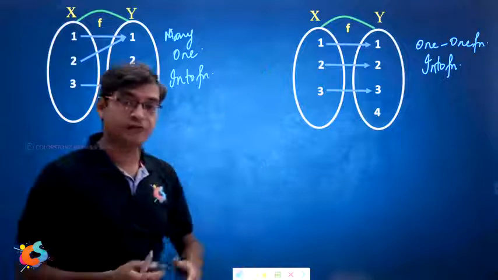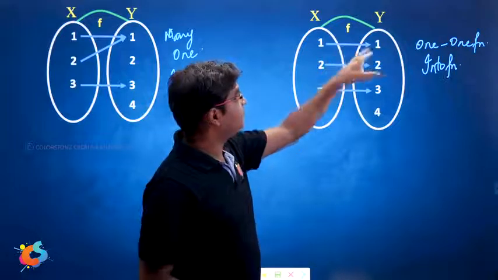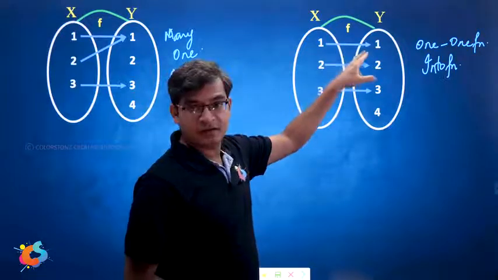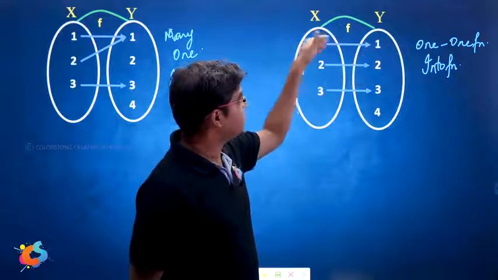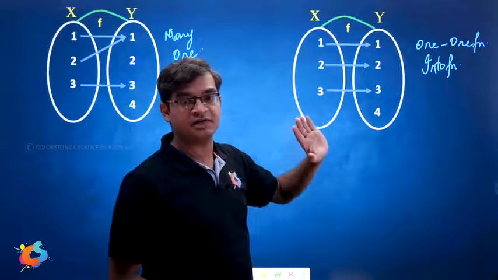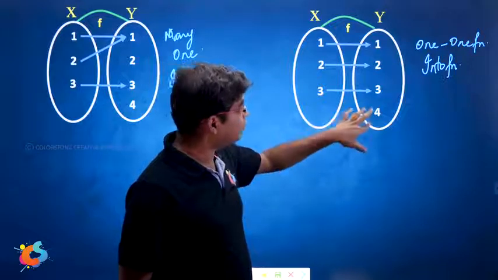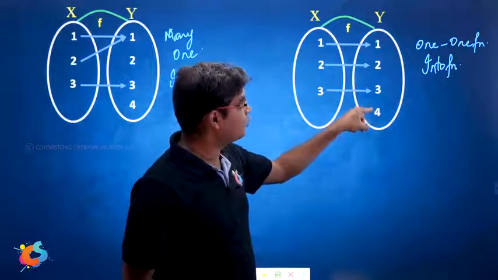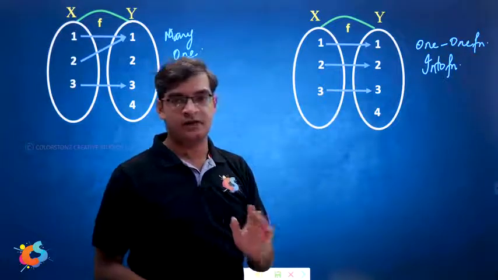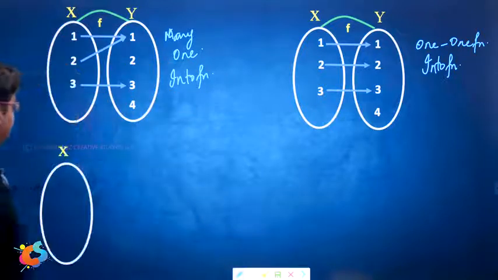What is a one-one function? If 1 is an image of some element, then it should not be the image of any other element. That is a one-one function. What is an onto function? No element in the codomain should be left over. That's all. So let us take the next one.